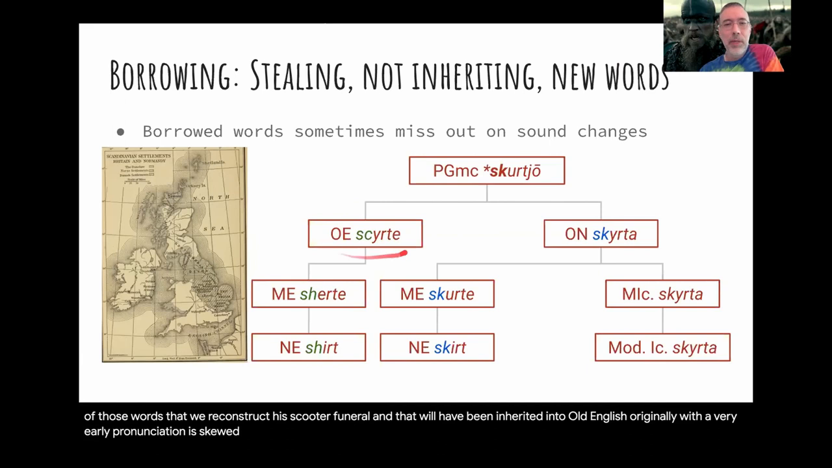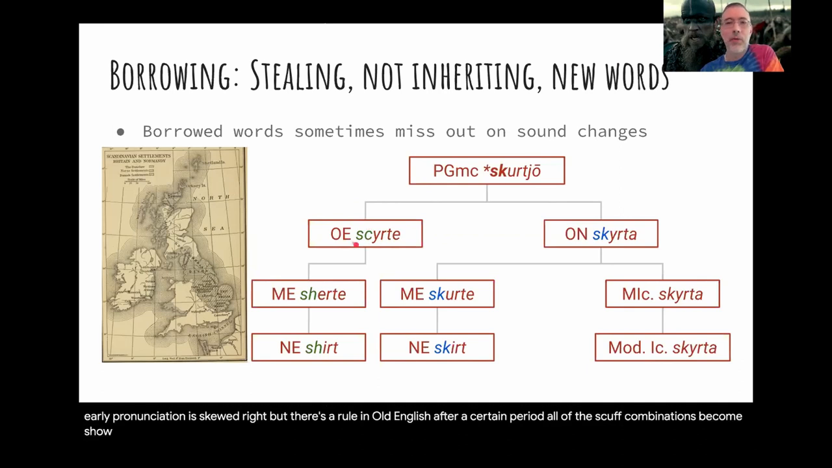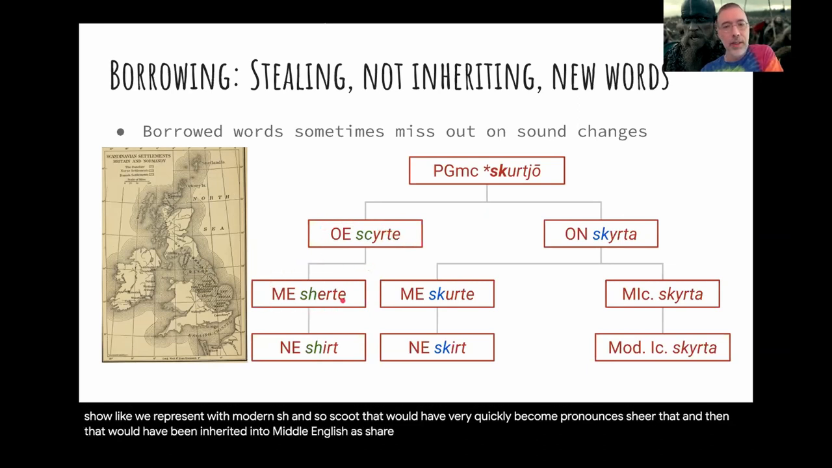But there's a rule in Old English, after a certain period, all of the sk combinations become sh, like we represent with modern sh. And so skurta would have very quickly become pronounced as shirta. And then that would have been inherited into Middle English as shirta. And that's what gives you New English or modern English, shirt, right?